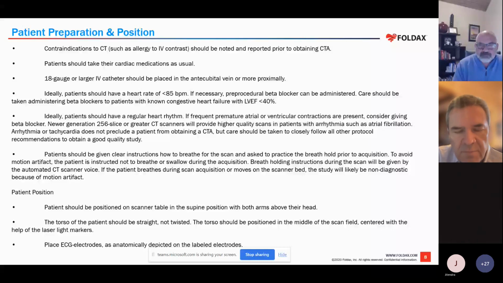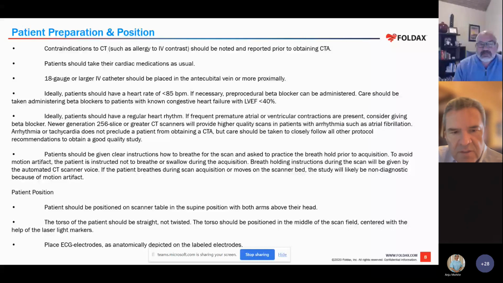Another important factor is that the patients have a regular heart rhythm. And so if they do have frequent premature atrial or ventricular contractions, you may want to consider giving those patients a beta blocker just because of the artifacts that will be generated if there are PACs or PVCs that occur during the scan. Some of the newer 256 slice generation scanners can tolerate some of these variable parameters a little better than others and can do well with patients in arrhythmia such as atrial fibrillation, but some of the older scanners have more difficulty, so it's important to have a regular heart rhythm.